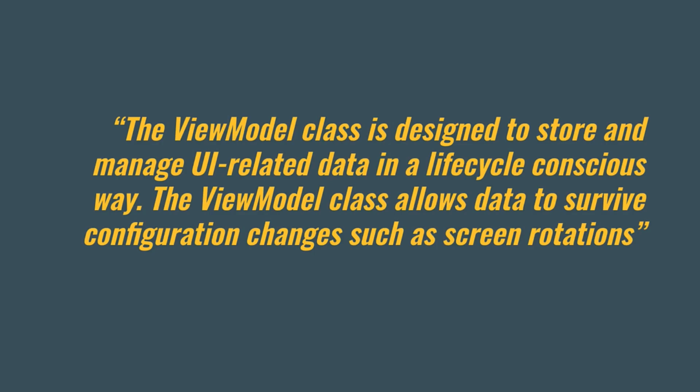The ViewModel class is designed to store and manage UI-related data in a lifecycle-conscious way. The ViewModel class allows data to survive configuration changes, such as screen rotations. We're going to look at that example. So basically what this is saying is the ViewModel is a good place to decide what needs to be on the screen, and expose that data to your fragment or your activity. Because the ViewModel is responsible for handing out that data, it can then survive configuration changes such as rotating your screen, meaning that you don't have to reload data anytime the screen is rotated or any other number of configuration changes happen. So this is a really nice win for us because it helps our apps be more efficient, require less network usage, etc.